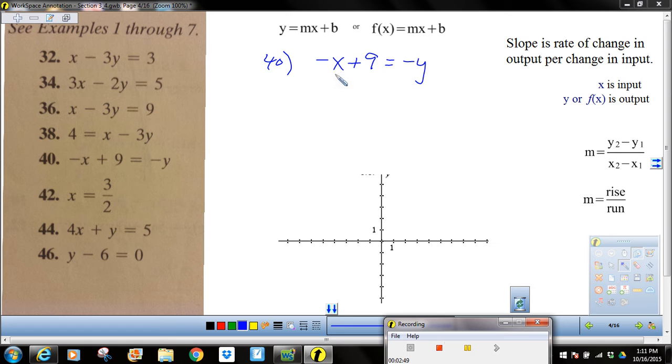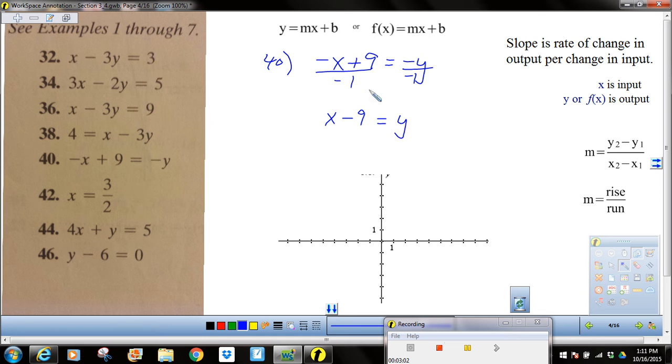Okay, number 40. This one would be a great one to do with transposition, but we've been trying to stay away from transposition a little bit. So I think what I'll do is I'll just divide everything by -1 to get rid of the negative in front of the y. When I do that, I end up with positive 1x. Positive 9 divided by -1 is -9. And negative divided by negative is positive y.